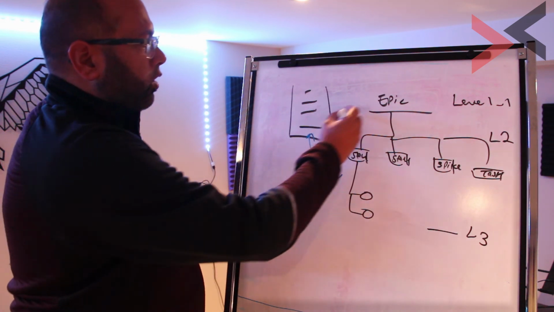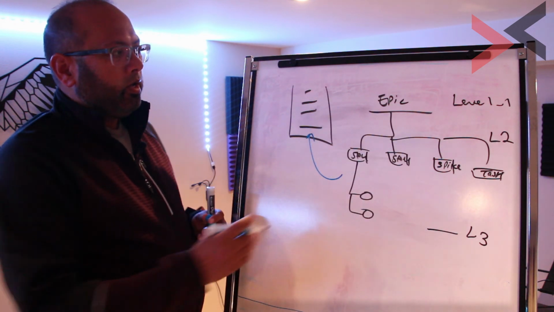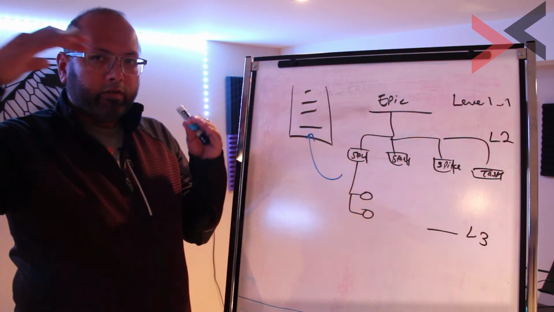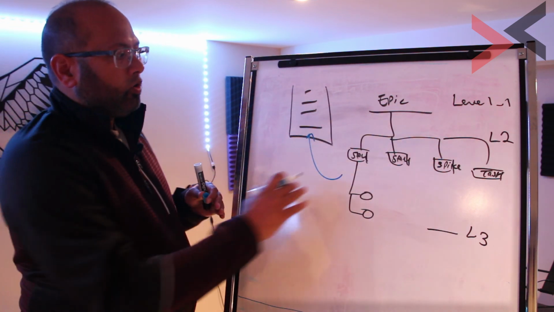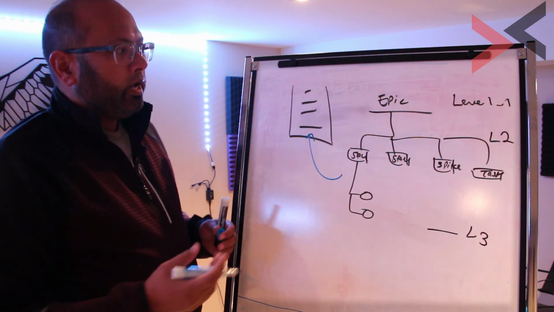So that's how the components of Scrum are broken down. Level 1 is the epic, very high level. Underneath that, you have all your stories, spikes, and tasks.